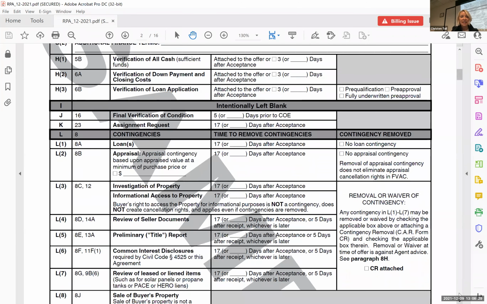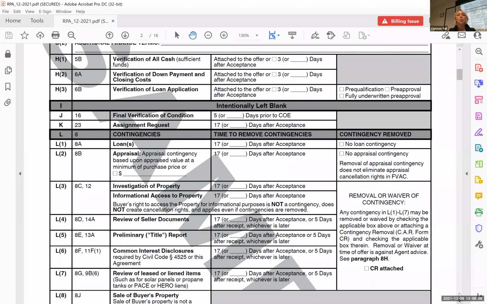Section J16, final verification of condition, also referred to as what, guys? Go ahead, Gabby. Final walkthrough. That's right. And what CAR form is associated with the final walkthrough? VP. What does that stand for? Verification. Verification of property. Yes, ma'am.